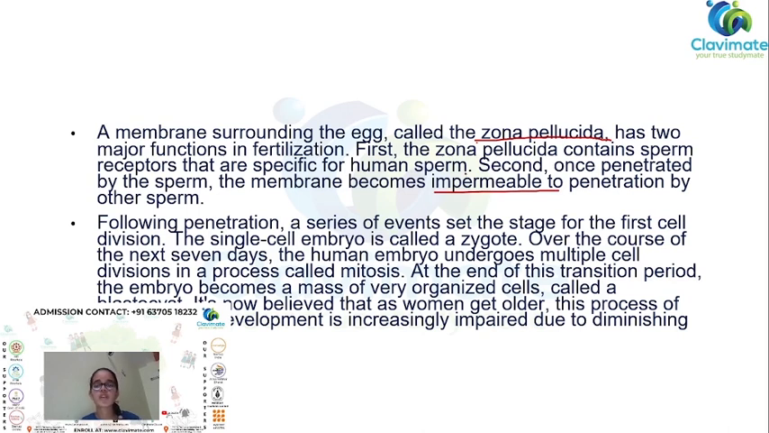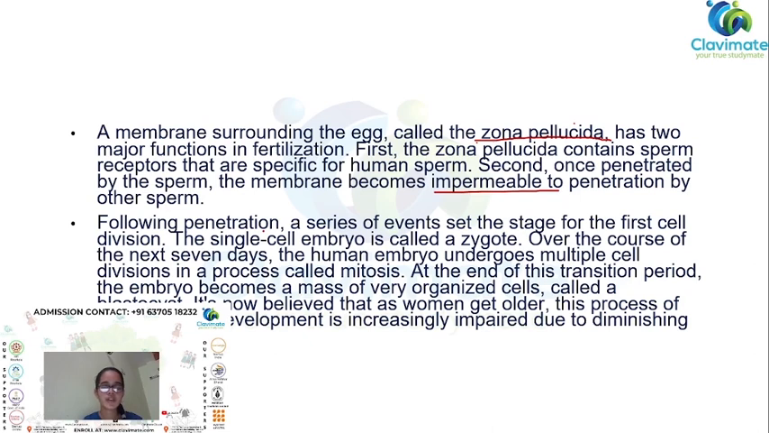So, what are the two functions of the zona pellucida? It has receptors that are specific only for human sperm. The second function is that once a sperm gets in contact with this zona pellucida layer, it will not be permeable again to the penetration by other sperm.